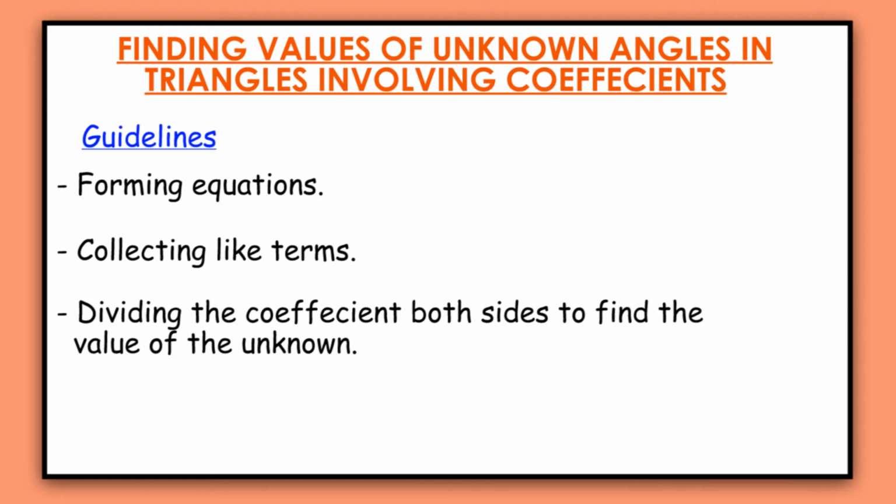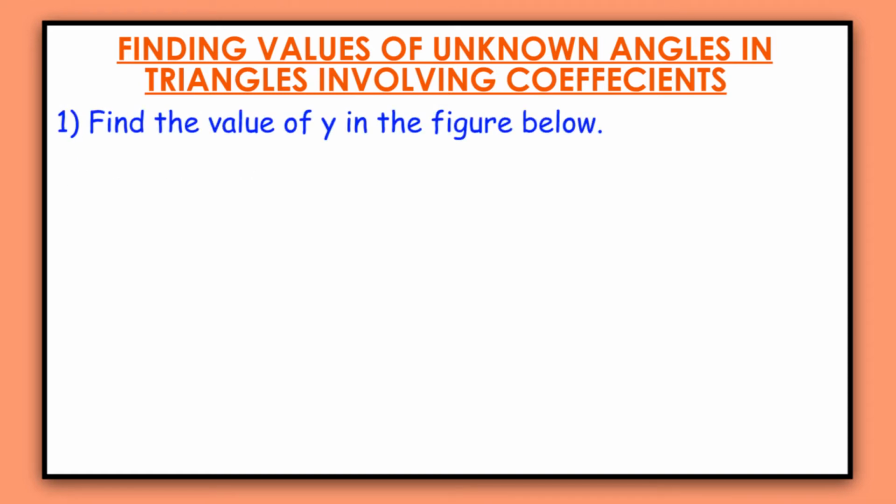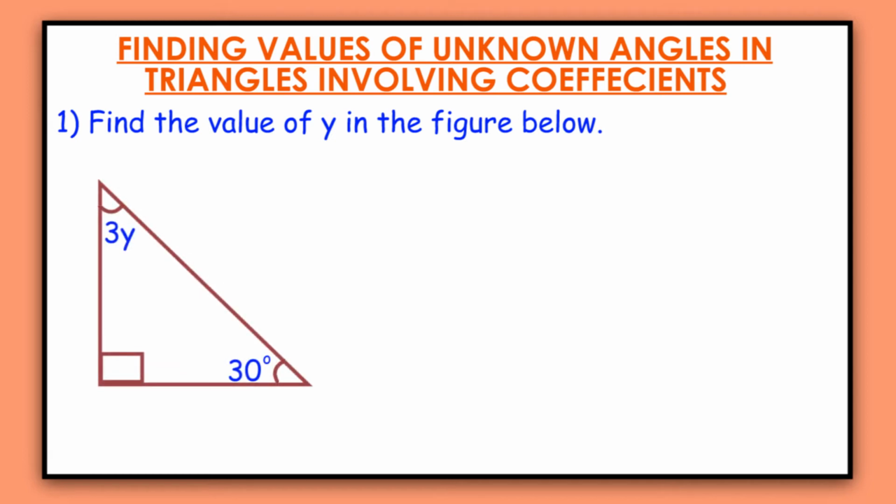My lovely viewer, right about now, we get started with our lesson, with our example 1, which is asking us to find the value of y in the figure below. And our figure on the screen is, wow, a right-angled triangle, where one angle is automatically 90 degrees, another angle is 30 degrees, and the other angle at the upper vertex is 3y. In this, 3 is the coefficient and y is the unknown.